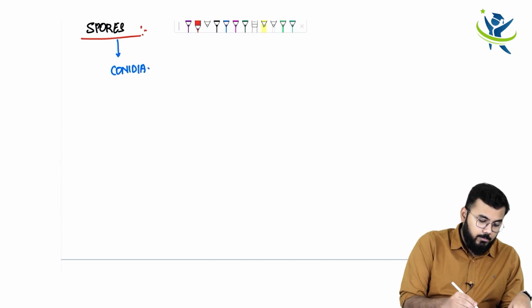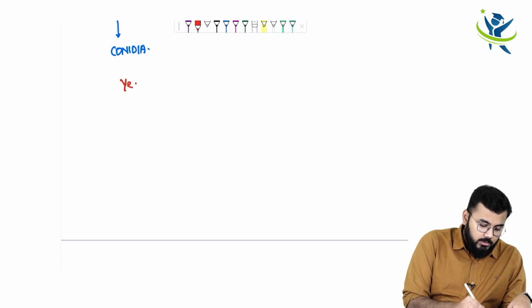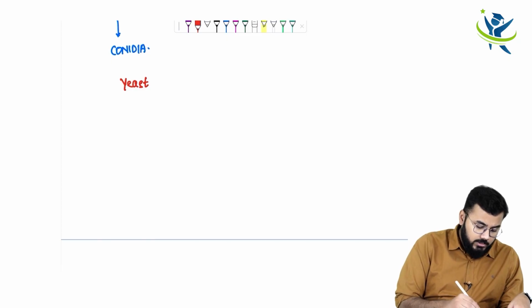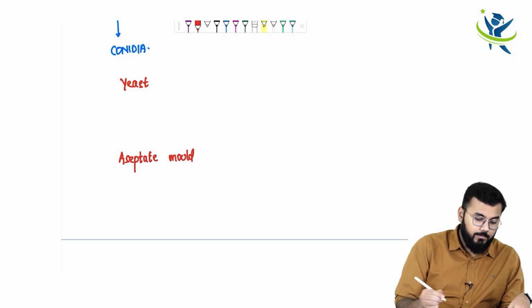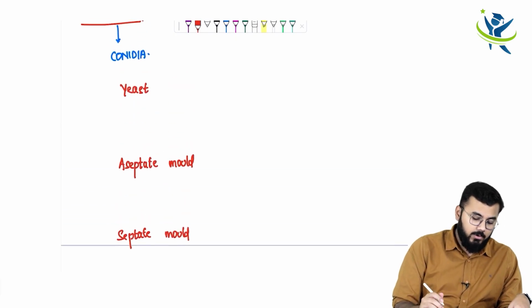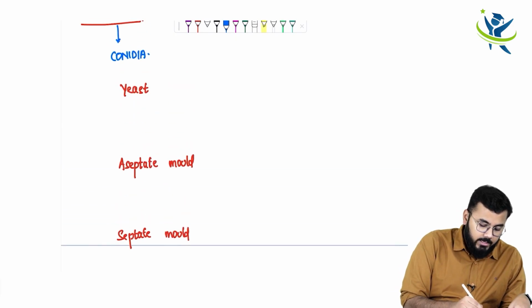So first of all, let me put up the heading yeast. What are the spores that are released by the yeast? Next we shall discuss what are the spores that are released by aseptate mold. And finally, what are the spores that are released by the septate mold? So let us see what are the spores that are released by the yeast.